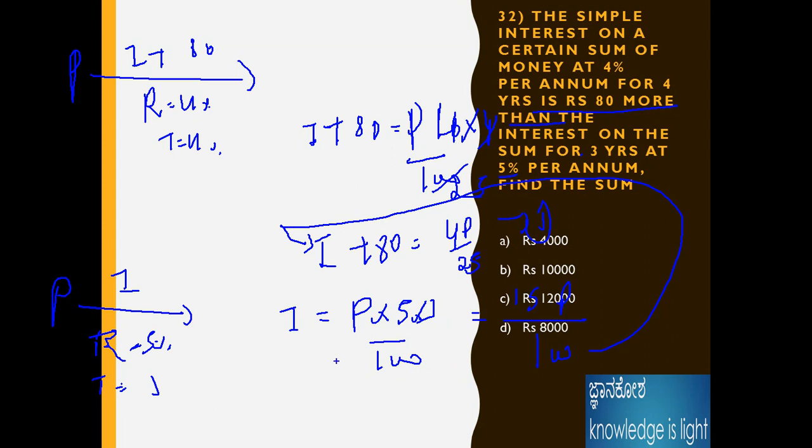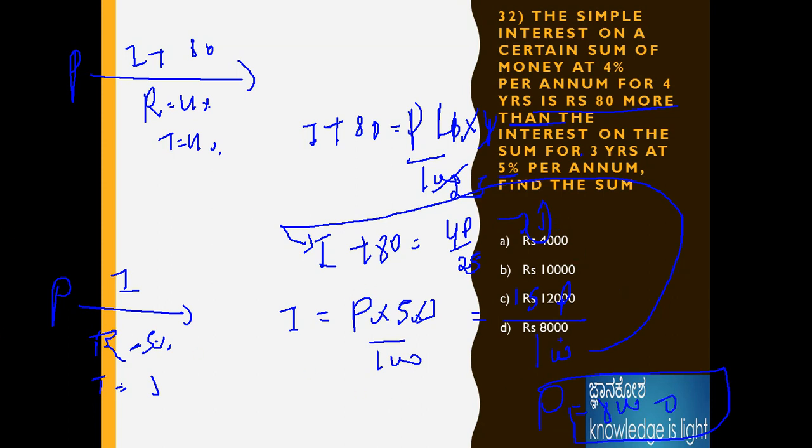After solving the problem, we are getting the value of P. The answer should be coming as 8,000. Okay, the principal should be 8,000. Just apply this logic. Whatever you got from the second one, just apply that I to the first equation. You will get P1, and the answer should be coming as 8,000.